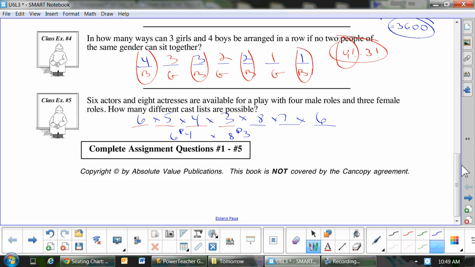Oh, it's funny that I care the least about the answers here. It's how to get them that's important. And 1, 2, 0, 9, 60. Okay?